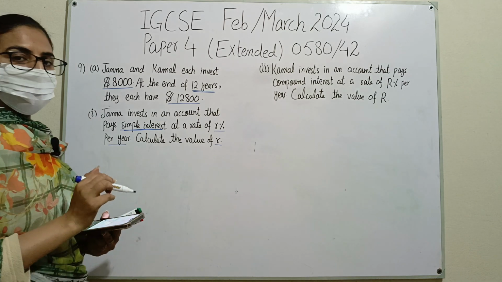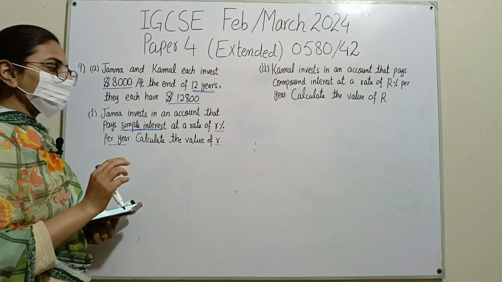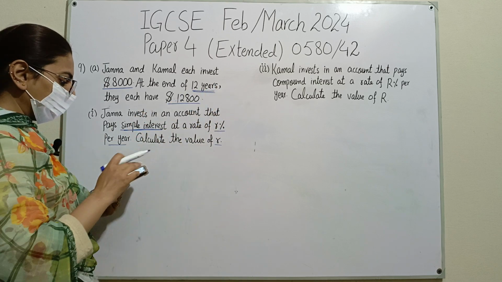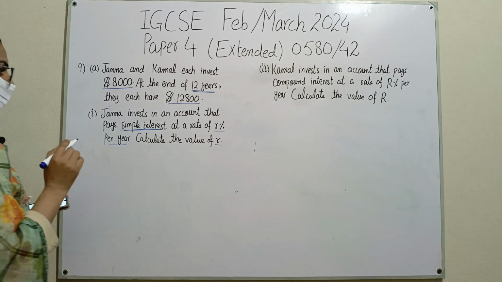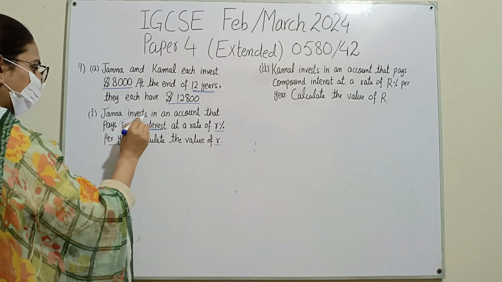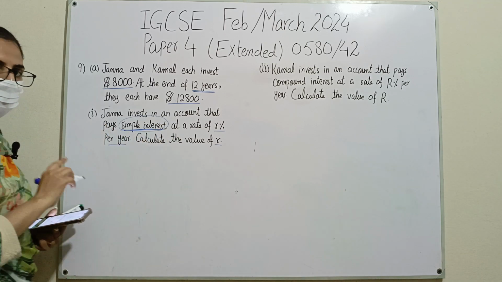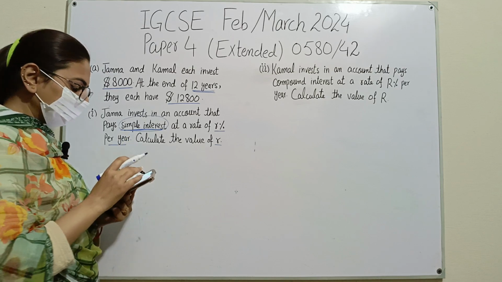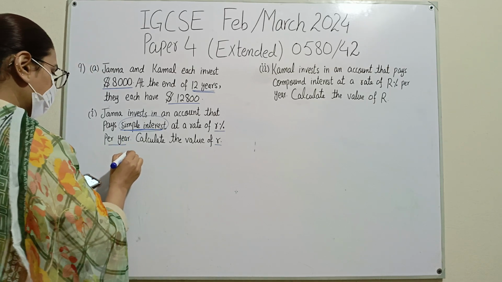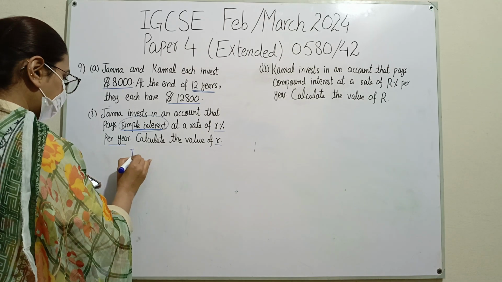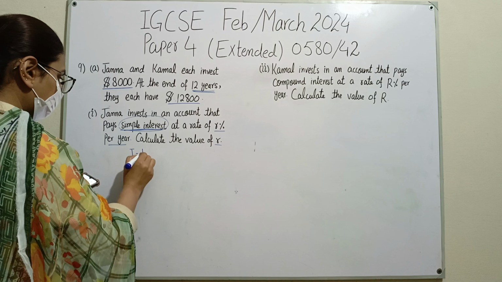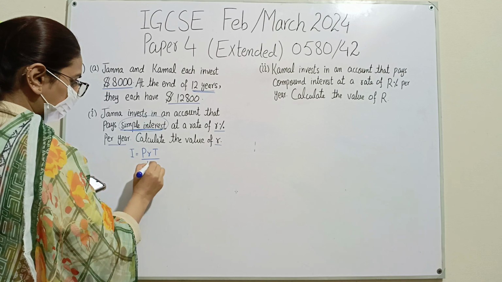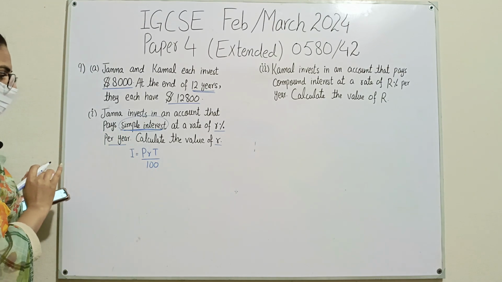Actually, there are two types of interest included in your syllabus. One is simple interest and the next one is compound interest, which will be discussed in the next part. If you have to solve a question related to simple interest, you have to remember one formula. If you want to deal with compound interest, you have to learn another formula. For simple interest, the formula is I, for interest, equals PRT by 100. This is the formula for simple interest.